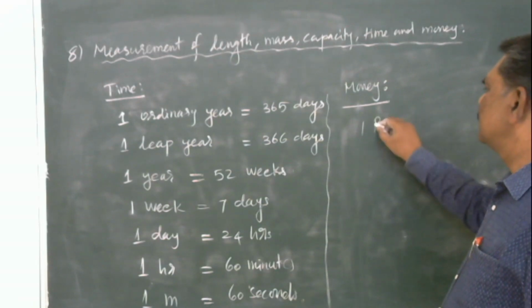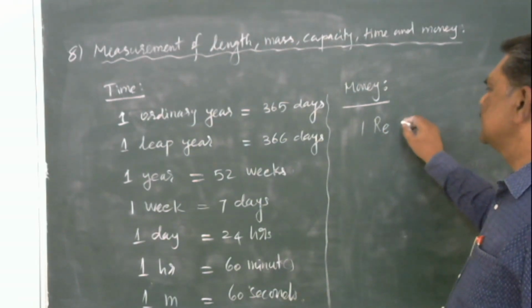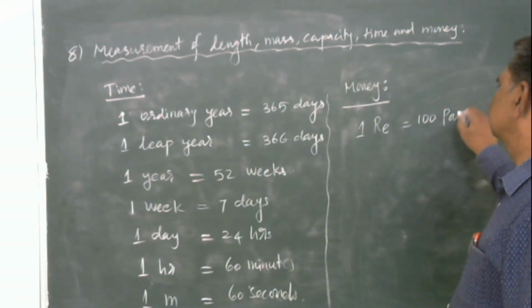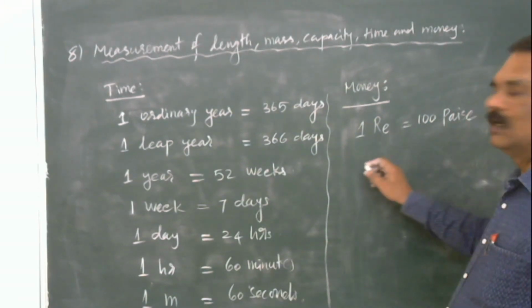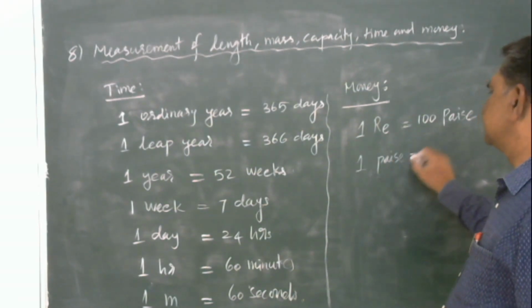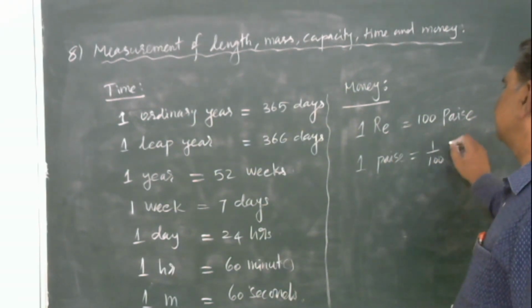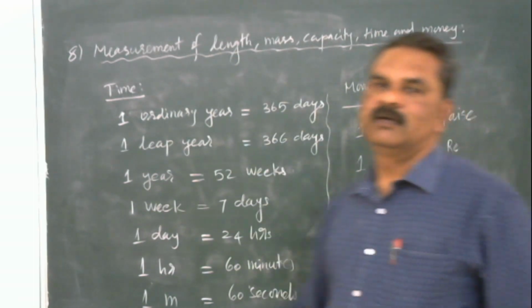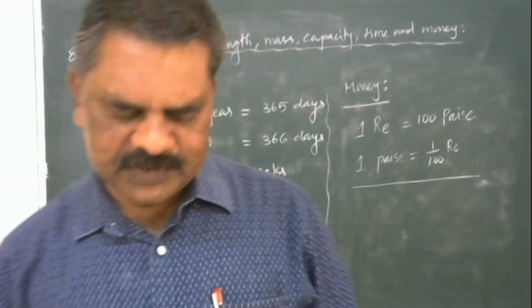Okay, so money related units, rupees and paise, only two things. 1 rupee is equal to 100 paise, and 1 paise is equal to 1/100th of a rupee. Okay, so those are the money related units.